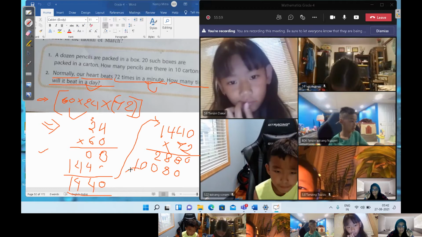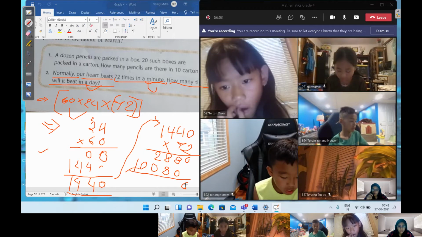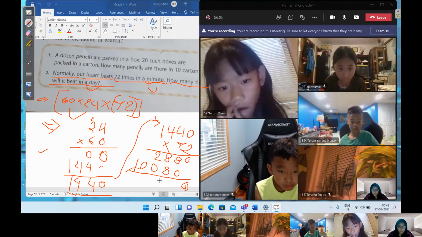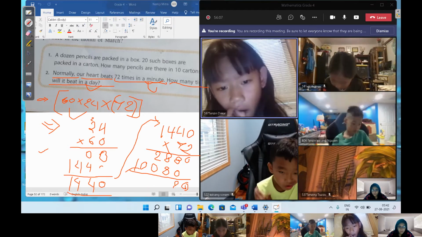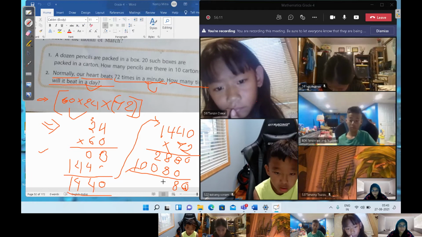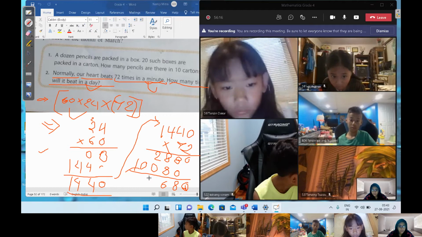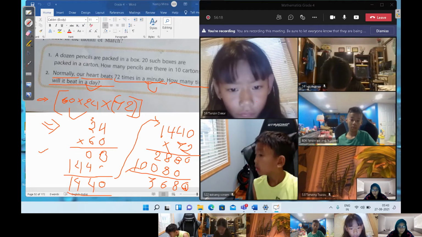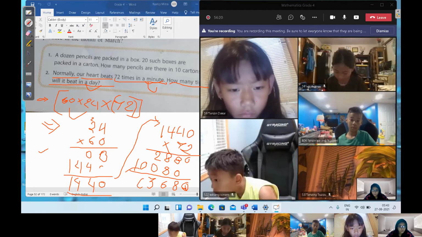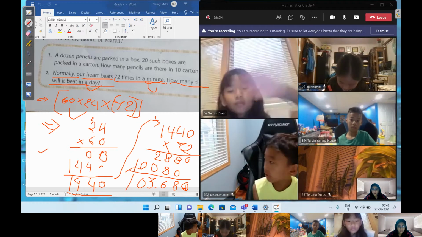Now we just have to add 0, 8, 16. So you can say here is 16. So we have to write 6. It becomes 3. So you can see if your answer is this, then you're correct.